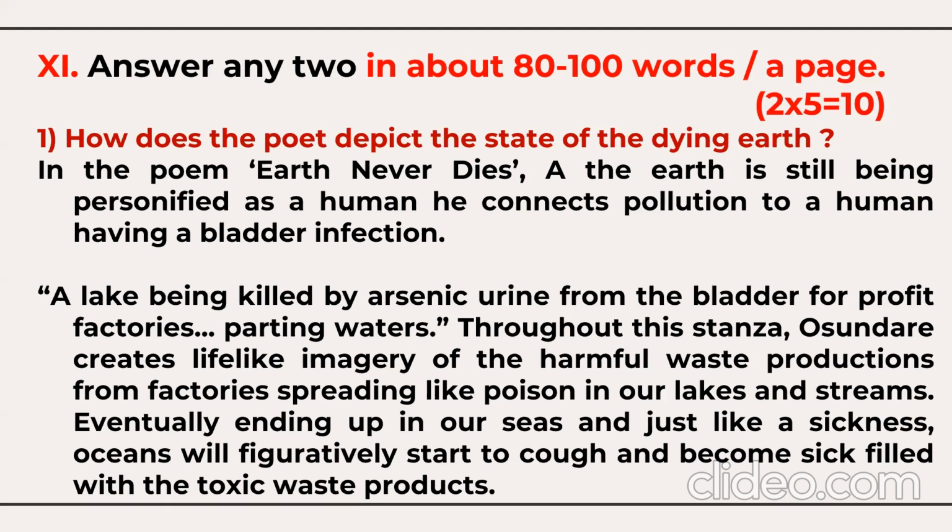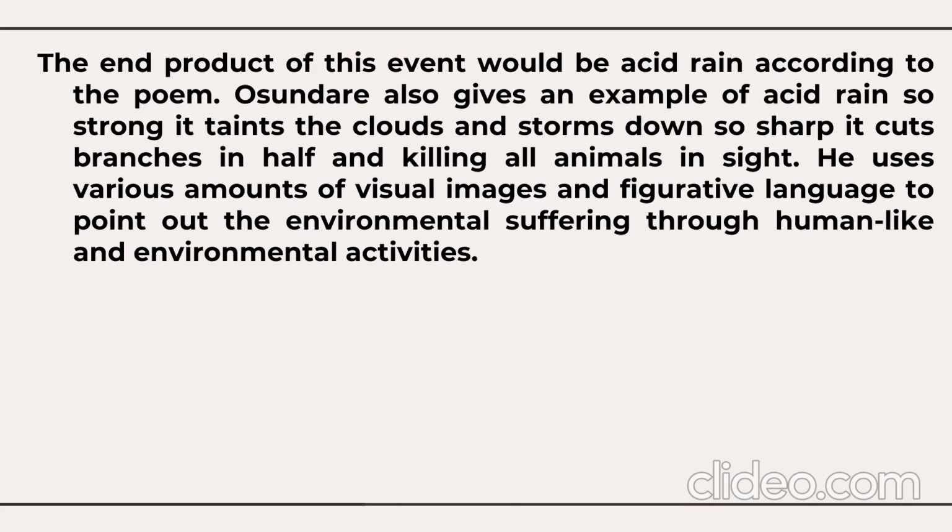Throughout the stanza, the poet creates lifelike imagery of the harmful waste from factories spreading like poison in our lakes, in our streams, eventually ending up in our seas. And just like a sickness, oceans will figuratively start to cough and become sick, filled with toxic waste. The end product of this event would be acid rain, according to the poem. That's the result. The poet also gives an example of acid rain so strong it taints the clouds and the storms, so sharp it cuts branches in half and kills all animals in sight.